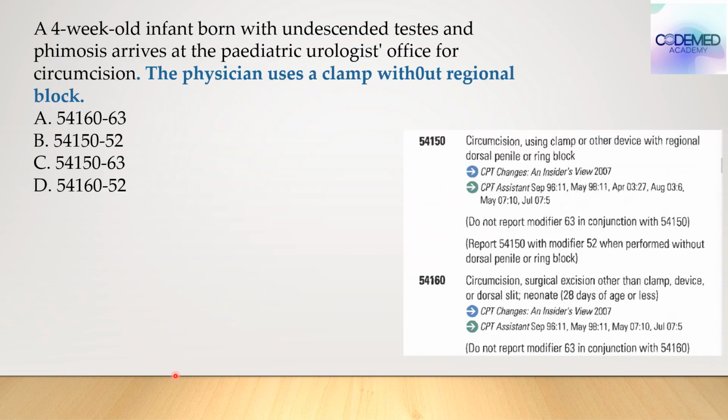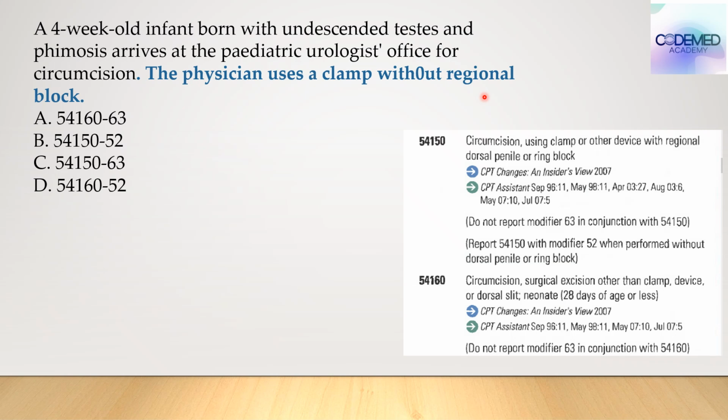Next question. A 4-week-old infant born with undescended testes and phimosis arrives at the pediatric urologist's office for the circumcision. The physician uses a clamp without regional block. Now, though the case is phimosis, today he came for the circumcision and we have been told to code for the circumcision. So what is it? He is 4 weeks old, circumcision is carried out with the help of a clamp and without regional block.